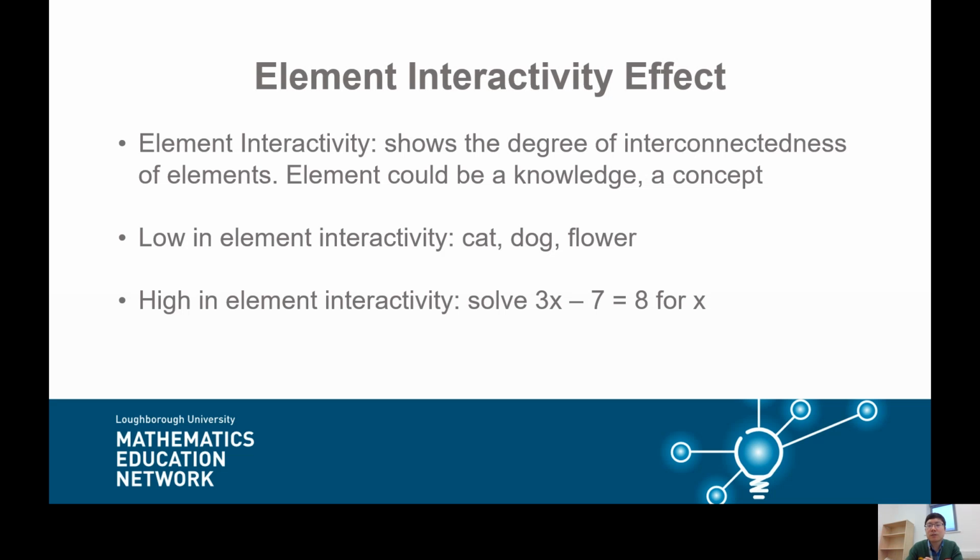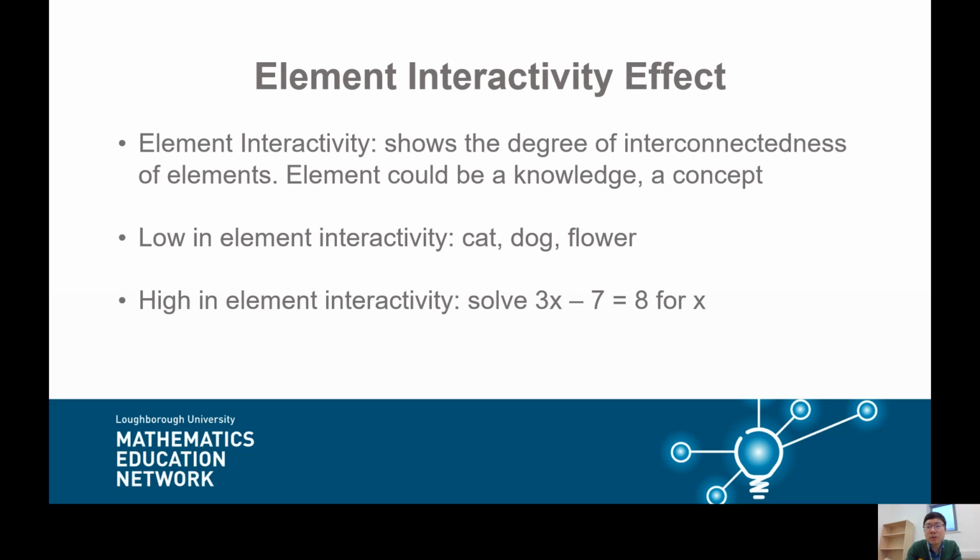For example, if we ask students to memorize cat, dog, flower, this kind of material belongs to materials low in element interactivity, because students could memorize or learn the three words individually. They could learn cat without referring to the dog, and they can learn dog without referring to flower. Therefore, they could learn the three words individually and separately.